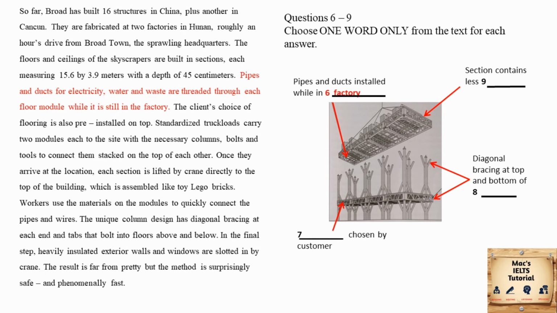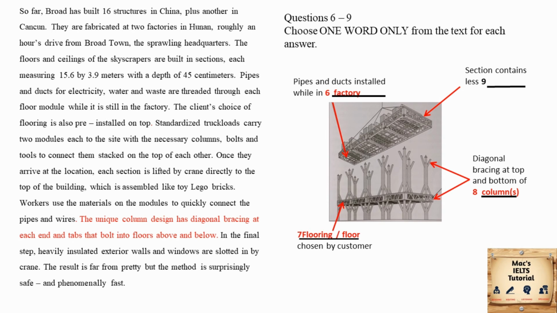Let's continue to read the passage. The client's choice of flooring is also pre-installed on top. So the answer for the seventh question can either be floor or flooring, chosen by the customer. The next keywords which we should search from the passage are diagonal bracing at top and bottom of. In the passage, we have the unique column design has diagonal bracing at each end and tabs that bolt into the floor above and below. So, the answer is diagonal bracing at top and bottom of column or columns.